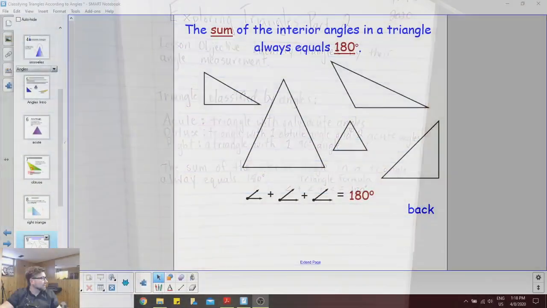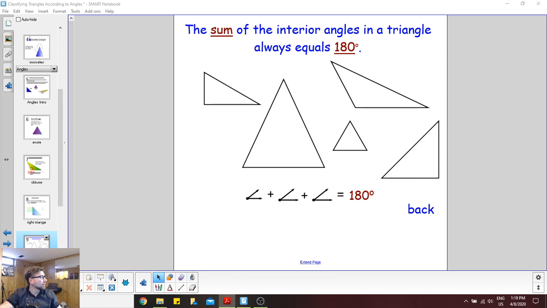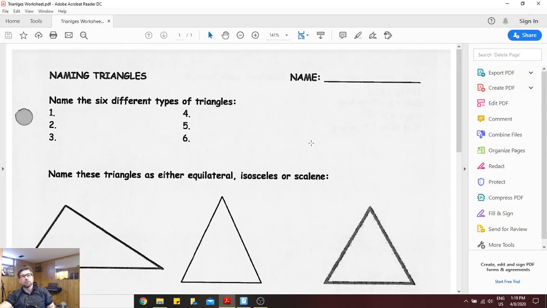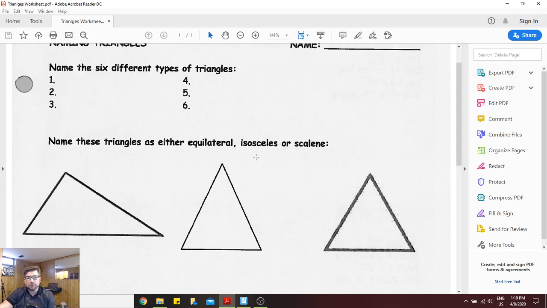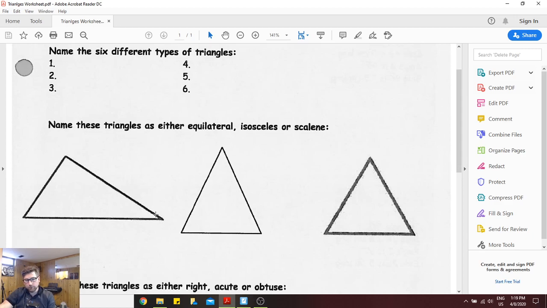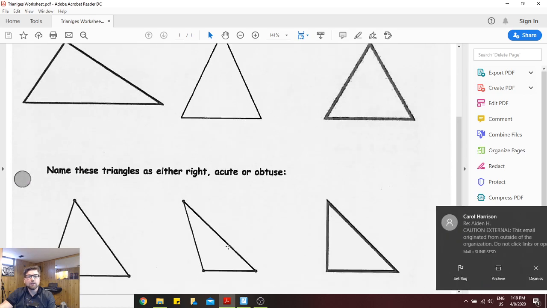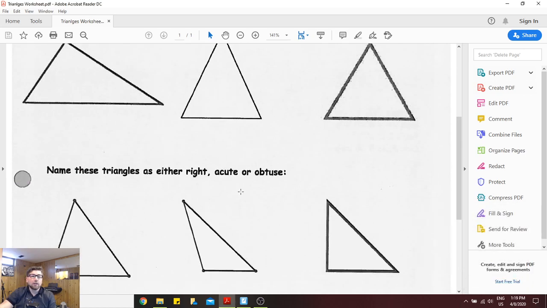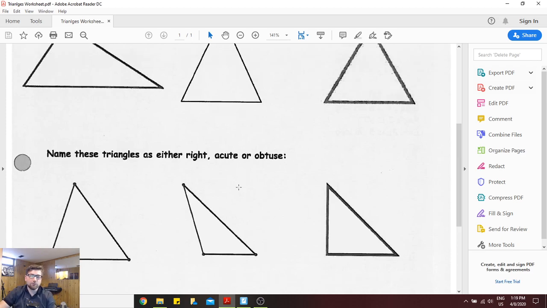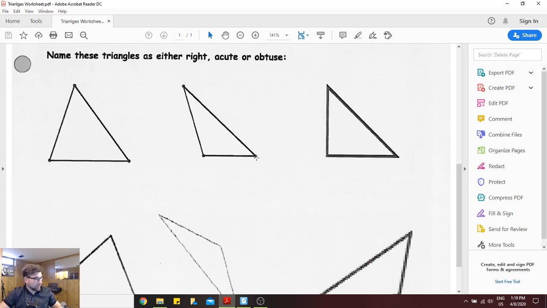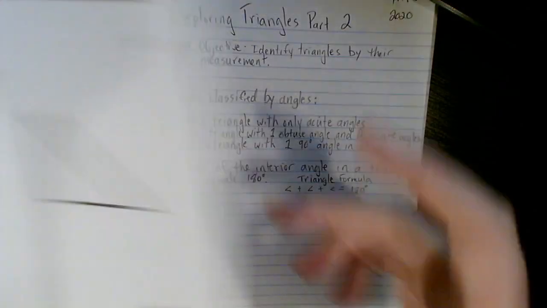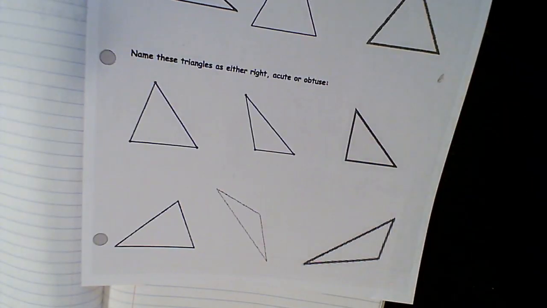Now, for practice, I have provided you a triangle practice sheet. So here you go. You can name the six different types of triangles, and you should be able to do that from your notes. Name these triangles as either equilateral, isosceles, or scalene, just by their side lengths. Then name these triangles as either right, acute, or obtuse. If you want, you can just look at them based on what they look like, but this is also where you should start measuring them.